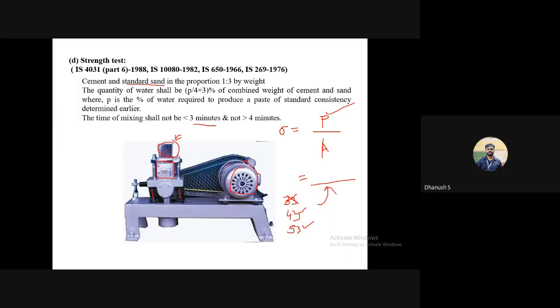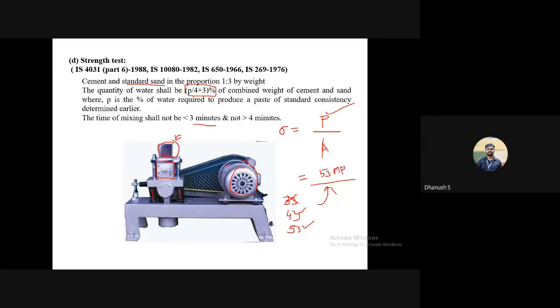Meaning, if I take 200 grams of OPC grade 53 cement, 200 grams of grade 1 Ennore sand, 200 grams of grade 2 Ennore sand, and 200 grams of grade 3 Ennore sand, and mix this with P by 4 plus 3% of water, cast a cube, compact it effectively, and cure it in air for 24 hours, then put it in water for 28 days, take it out and test it, whatever load I get, when I divide that load by the area, I should get 53 MPa.